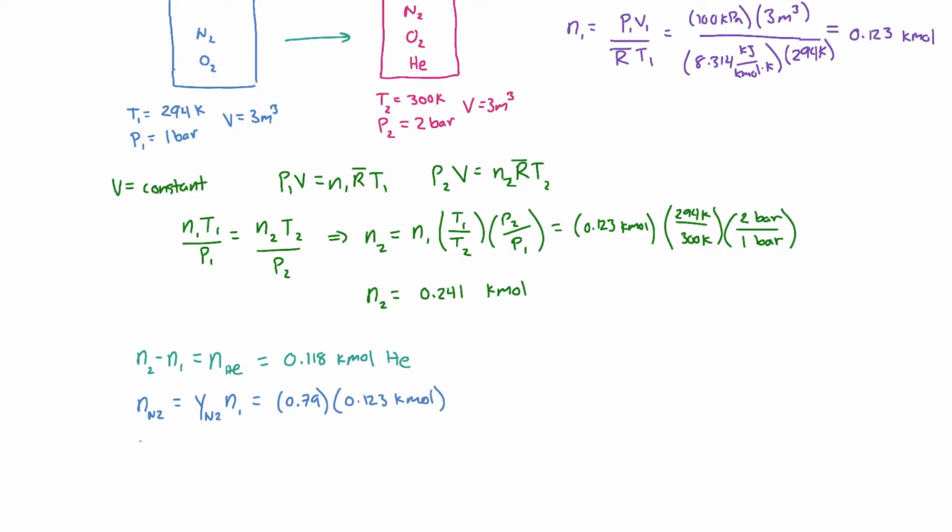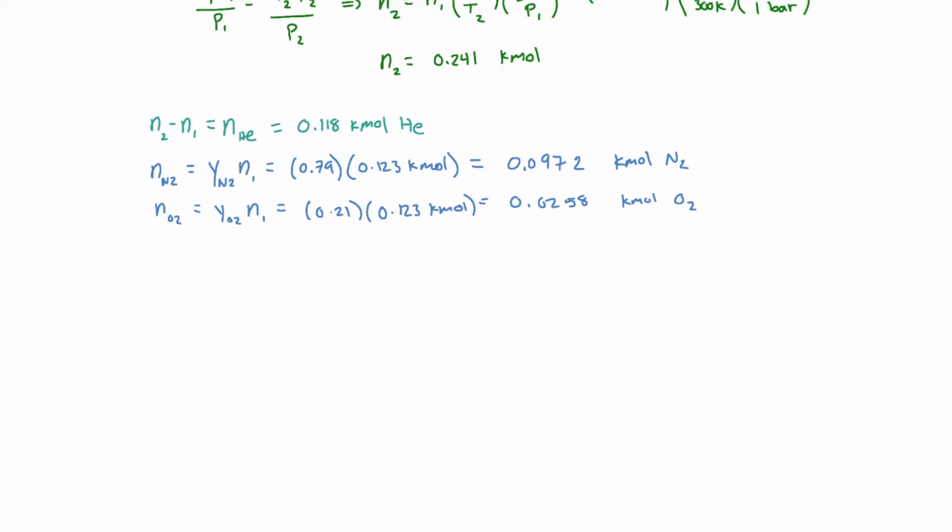And we can do the same thing for oxygen. So this will be N O2, which is Y O2 times N1. This will be 0.21 times 0.123 kilomole. And these are the values you get when you calculate the number of moles of each component. But we don't stop there. Our goal is to find the mass of each component. All you have to do is basically multiply the molar mass of each component by its number of moles.